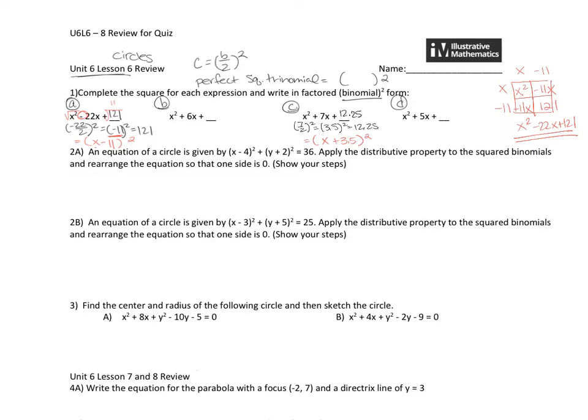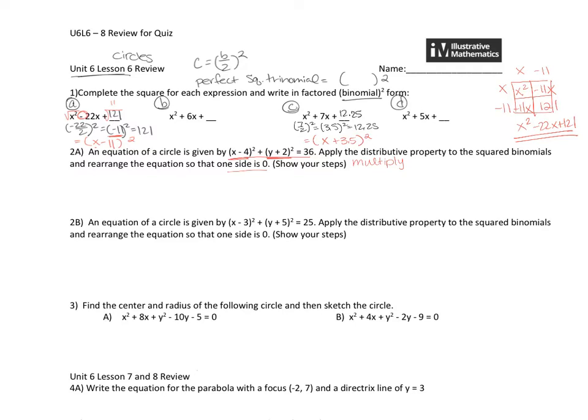So let's take a look at 2a. In 2a, it says the equation of a circle is given by x minus 4 squared plus y plus 2 squared equals 36. It says apply the distributive property to the squared binomials and rearrange it so that one side is equal to 0. In other words, we did a practice problem like this. We want to multiply this out. So we're going to use either box or FOIL, depending on which one you like to use. So I'm going to multiply out my x minus 4 squared. I'm going to multiply out my y plus 2 squared. And then I'm going to get everything equal to 0.